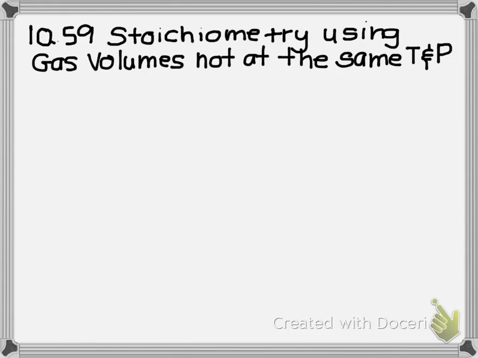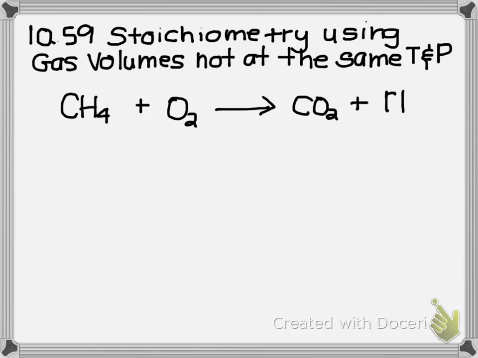So in 10.59 we are to react methane, which is CH4, completely with oxygen. This is a combustion reaction of a hydrocarbon. In the complete reaction we would make carbon dioxide and water. You need to balance this equation because when you're doing stoichiometry problems you need the coefficients for the ratios.